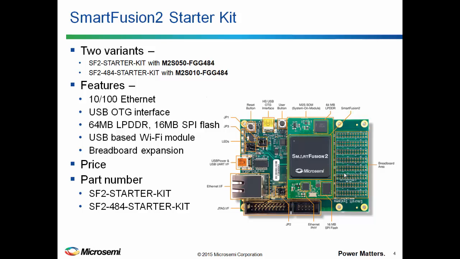This board will allow you to take advantage of the Ethernet MAC that's on board. You can use the USB on the go. It has 64 megabytes of LPDDR memory, so you can connect to that through the DDR controller. It also has 16 megabytes of SPI flash. It's really intended to showcase some of the capabilities of SmartFusion2, pretty much anything except the SerDes, because there's no SerDes capability that's brought out on this particular board. We do have a little breadboard area here where you could connect to the device, and then you could connect that to other logic or other boards if you wanted to.